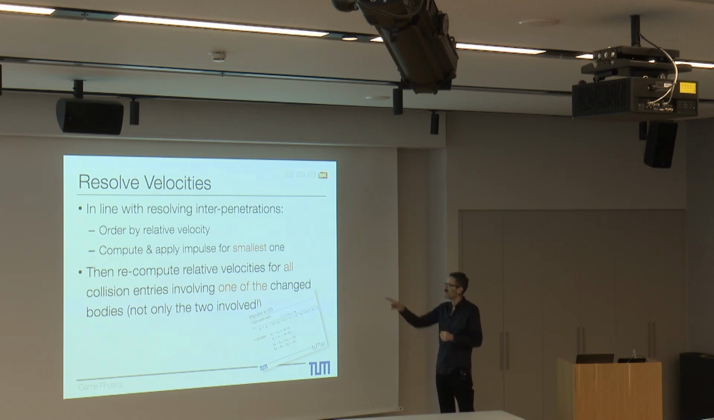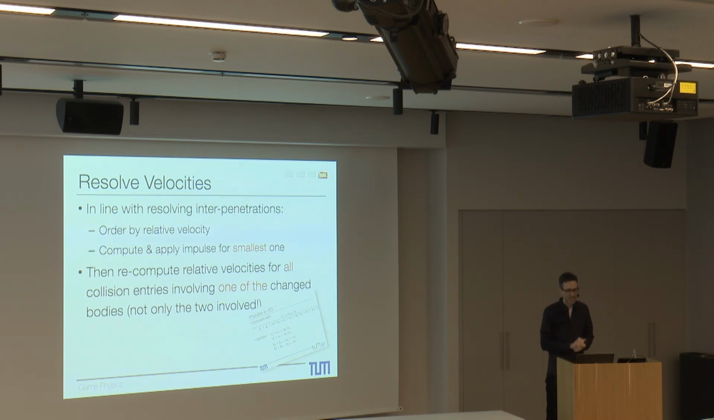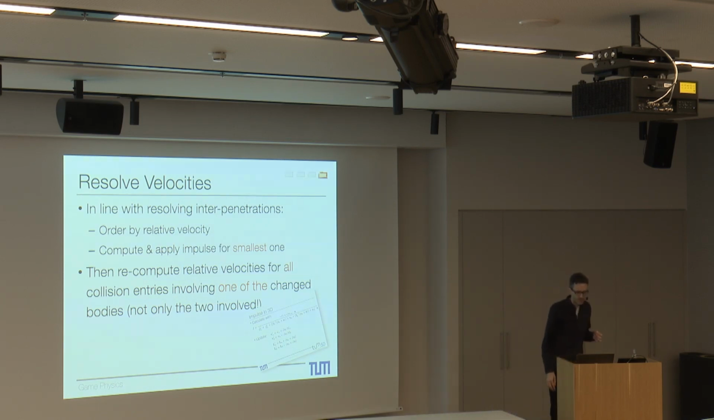Right, so if any one of the changed bodies is colliding with others, then all of the corresponding collision entries need to be updated, because potentially, well, at least those are the points we found. For all of these, we need to check how the new velocities influence the relative velocities at all of these locations. And then, right, the updates are again computed with our impulse equation from before. Does that make sense?